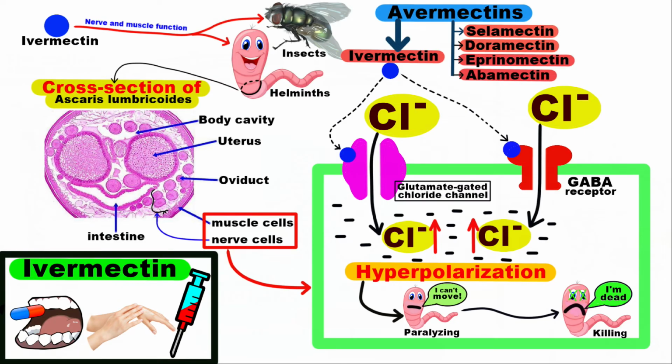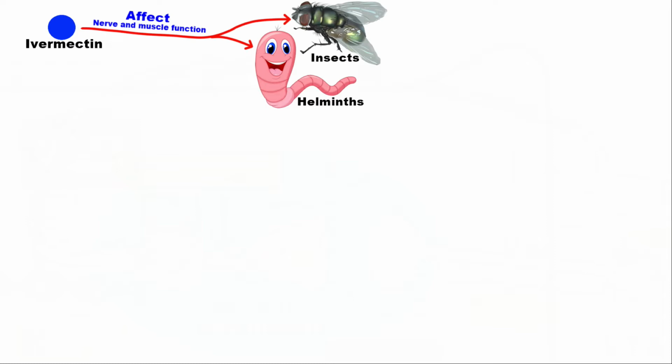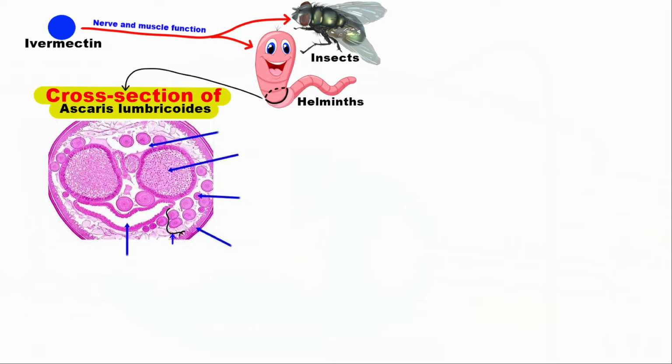In this video, we'll discuss the mechanism of action of ivermectin and its analogs. Ivermectin acts by interfering with the nerve and muscle functions of helminths and insects. In this picture, you can see the cross-section of a very common human helminth called Ascaris lumbricoides.